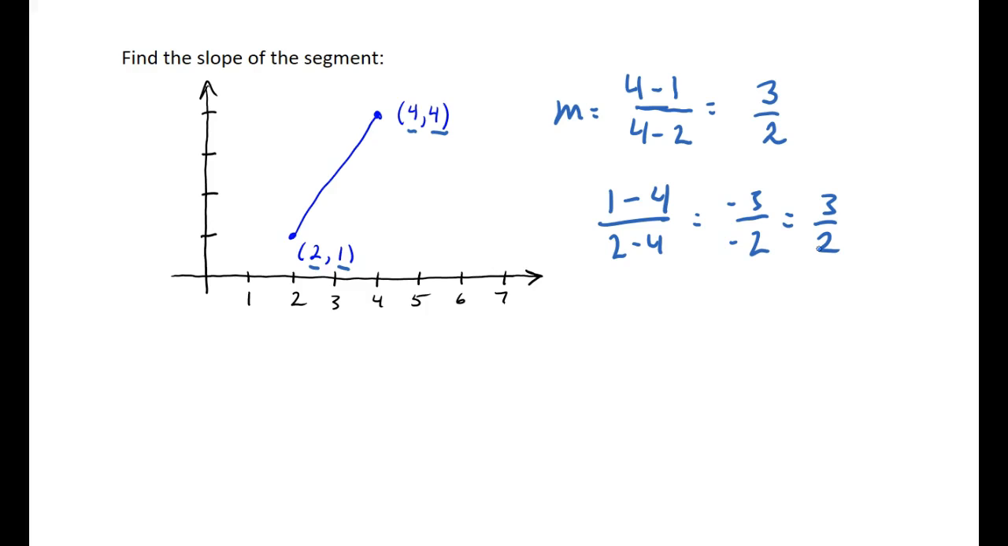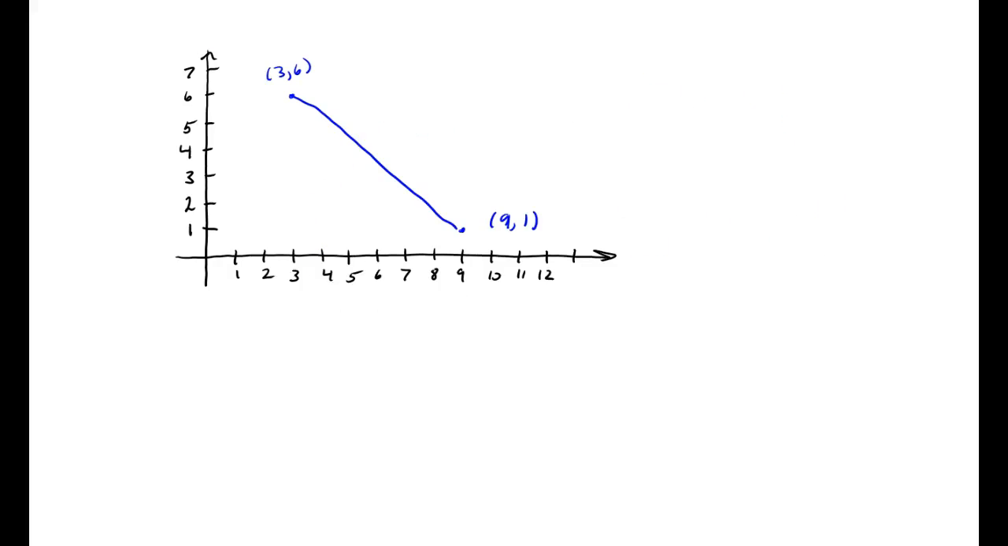All right, another thing to notice here is that the slope is positive. Notice that as I read this segment from left to right, it's going up. Positive slopes mean you're increasing from left to right. So let's look at this example. I bet you can predict that it will be negative because as we read this from left to right, it's going down. Well, let's see.